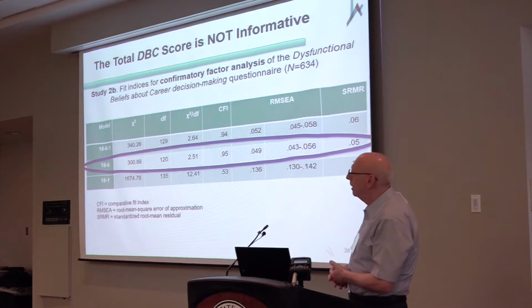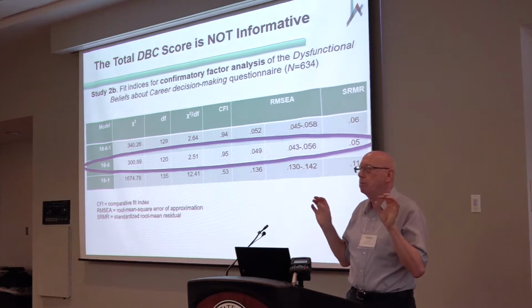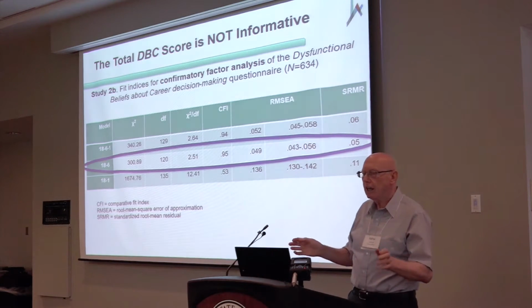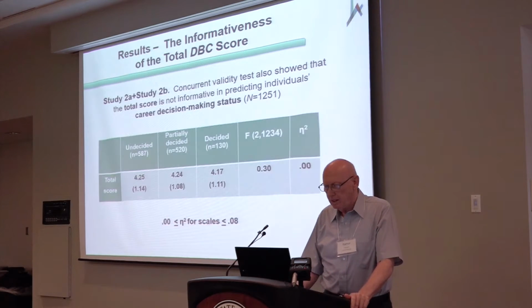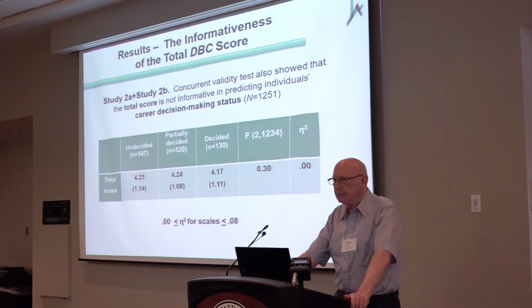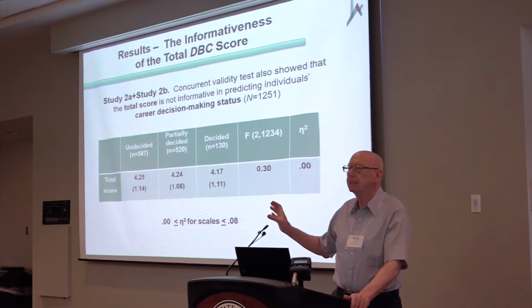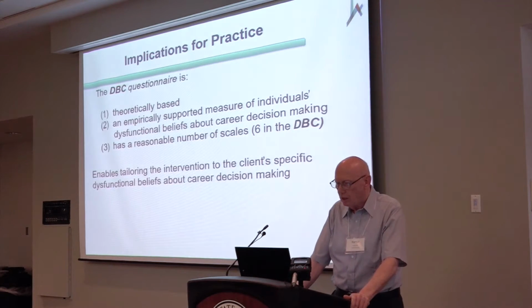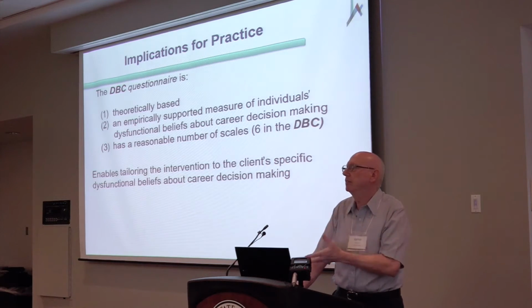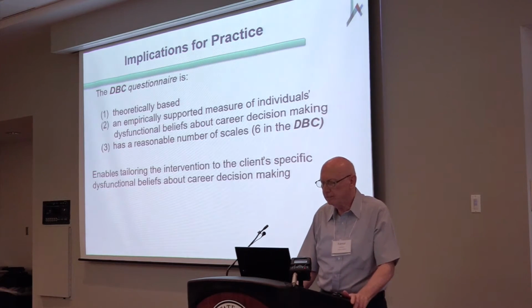And then we also used confirmatory factor analysis on a different sample, and we found that the 18-6 model, which suggests that there are 6 scales but which cannot be combined into a single total score, accounts best for the data. In fact, we used also another criterion, comparing decided, partially decided, and undecided students, and we found eta square of 0. So the total score does not differentiate between these groups. However, the scales differentiated.